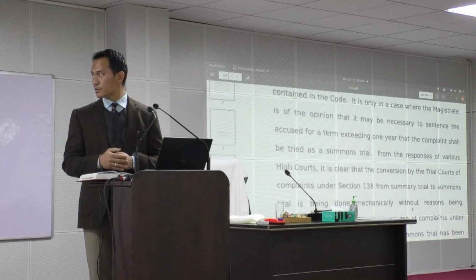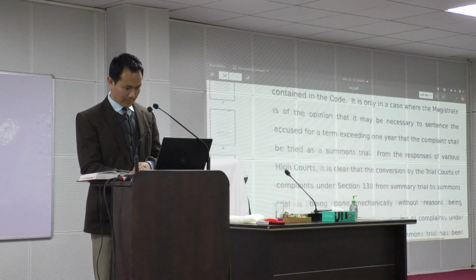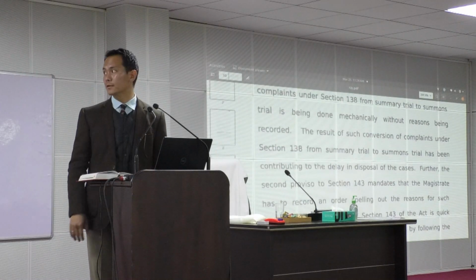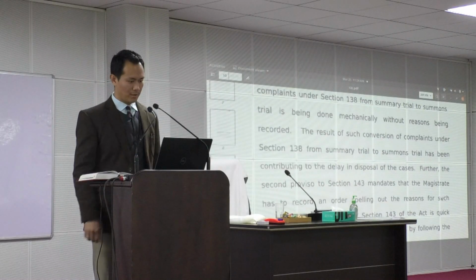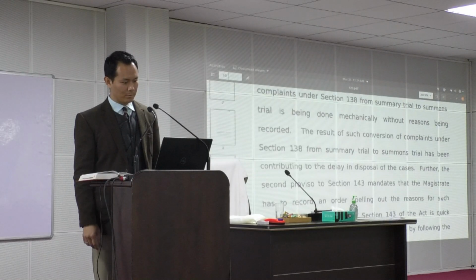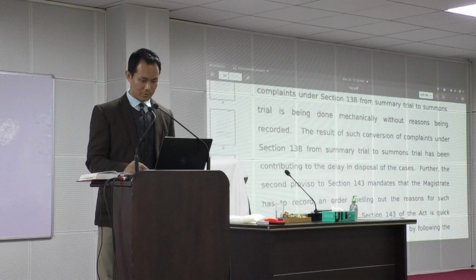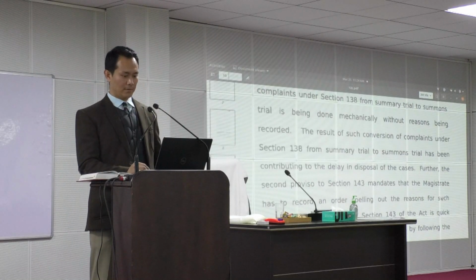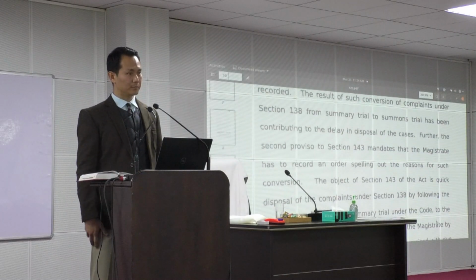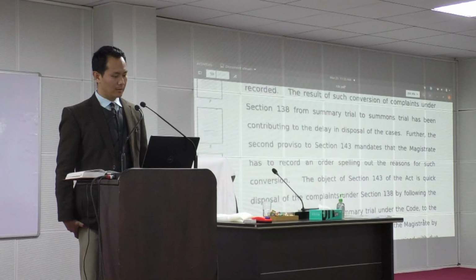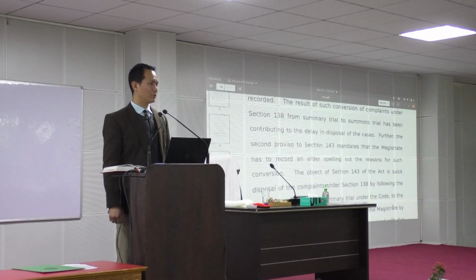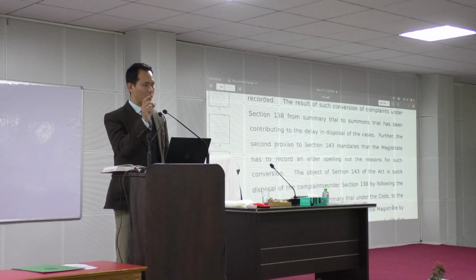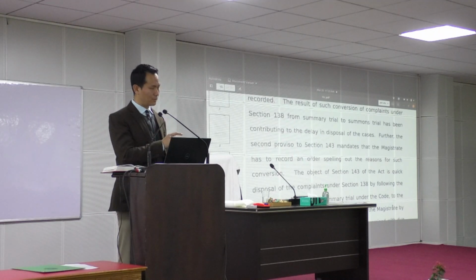Now, the responses were also taken from various high courts, and it was found that in most of the states, or I think in all the states, there was a mechanical conversion of summary trial to summons case in 138 matters. The result of such conversion of complaints under 138 from summary trial to summons trial has been contributing to the delay in disposal of these types of cases. And the second proviso to 143 mandates that the magistrate has to record an order spelling out the reason for conversion. So if you don't want to follow the procedure of 143, the first portion of dealing with 138 matters in a summary manner, if you feel that it is more than 1 year, you will have to give your reasons.